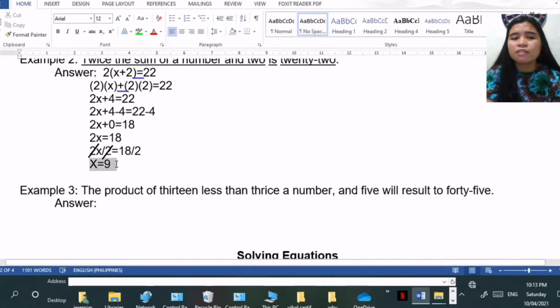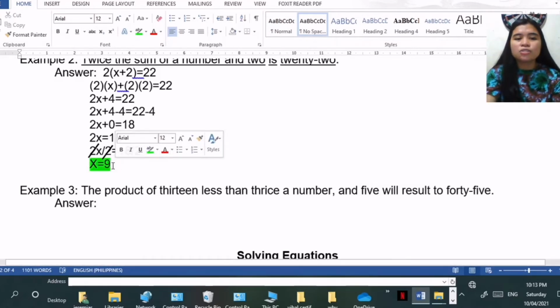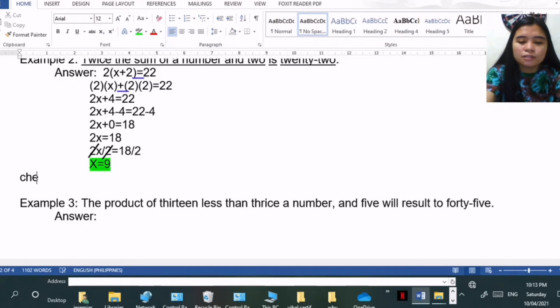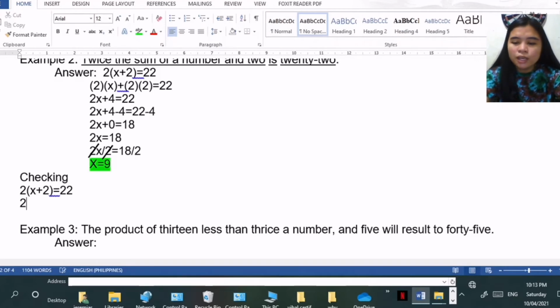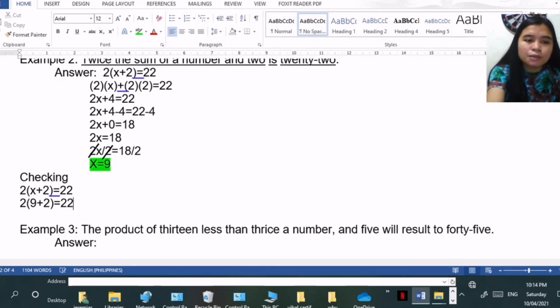So, let's check if our answer is correct. Okay. So, syempre, gagawin pa rin natin yung checking. Ayan. Mag-checking tayo. So, let's copy the original equation which is 2 times the quantity of x plus 2 is equal to 22. Ayan. Checking tayo. So, copy 2 and then copy parenthesis and then let's substitute the given value of x which is 9 and then copy plus and then copy 2 and then close parenthesis then write equal and then copy 22.